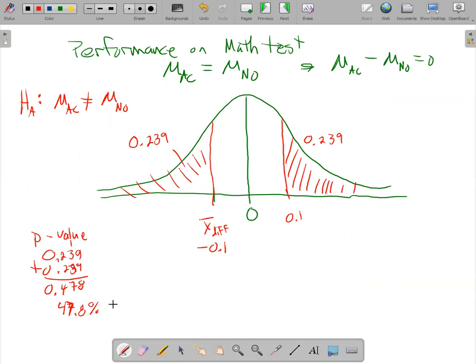All right, 48% is way bigger than 5%, right? This is much bigger than 5%. 5% is the standard significance level.